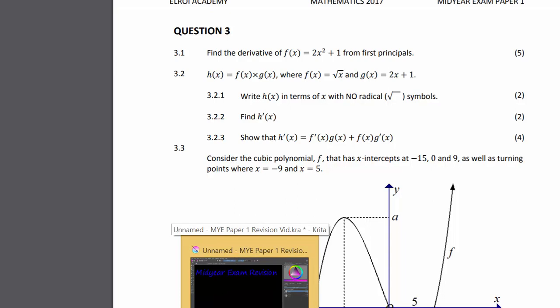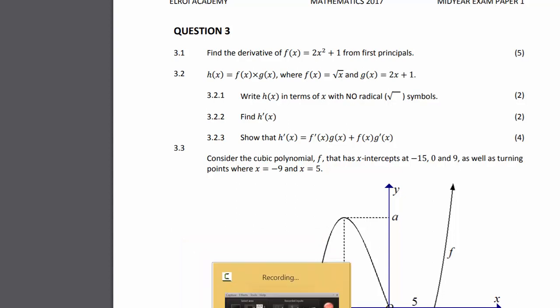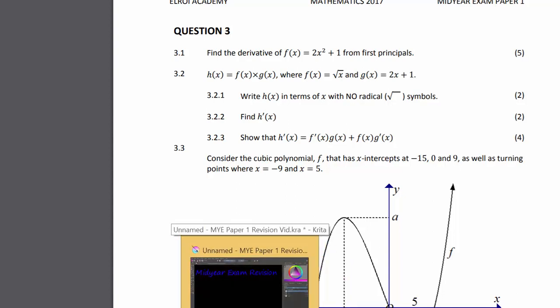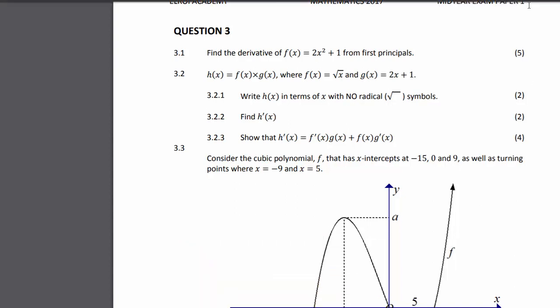First question: find the derivative of, and then they give us that expression 2x squared plus 1 from first principles. Now, I don't think that is a very difficult question. I don't think students struggle with it much either, but let's do it. Okay, so here's our function f(x) is equal to 2x squared plus 1.